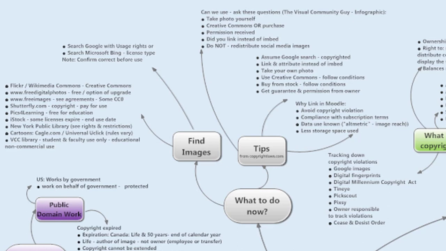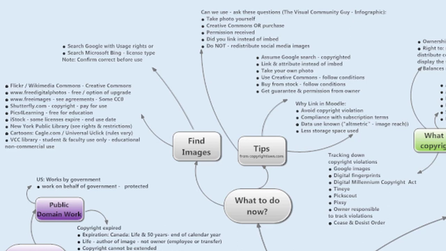So if you actually have a Moodle or something, even a blog, it's better to actually just link to something rather than embed it. And you should not redistribute social media, because all those items that somebody just took a photo, they're the owner. So the other thing too is you should assume all Google searches are copyrighted material. So even if you do check it under usage rights or a different license, you need to verify that yourself.